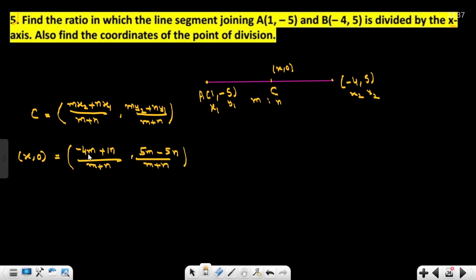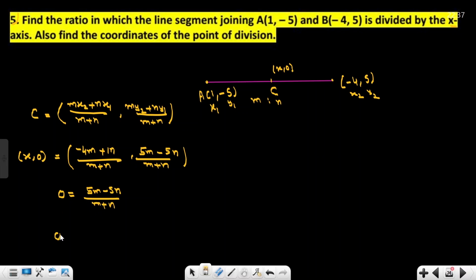Now we don't know about x, so we take the second coordinate here: 0 is equal to (5m minus 5n) divided by m plus n. The denominator value is m plus n.